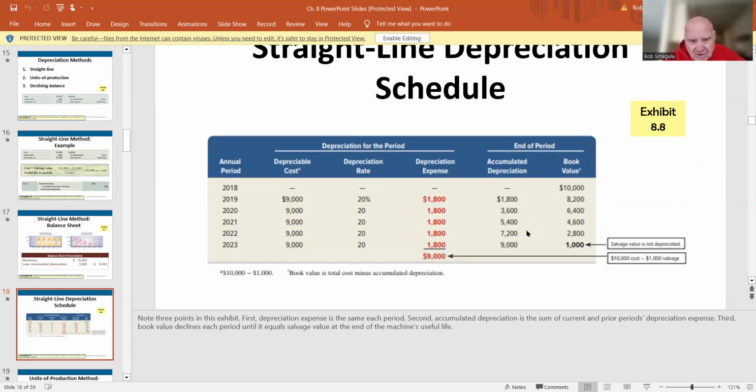Notice at the end of this 5-year period, the accumulated depreciation equals $9,000. We're fully depreciated. Our net book value, which is the original cost minus the accumulated depreciation, is the book value of 1,000 or the salvage value. You can never depreciate below the salvage value. Book value, this little note here, net book value is the total cost minus the accumulated depreciation.